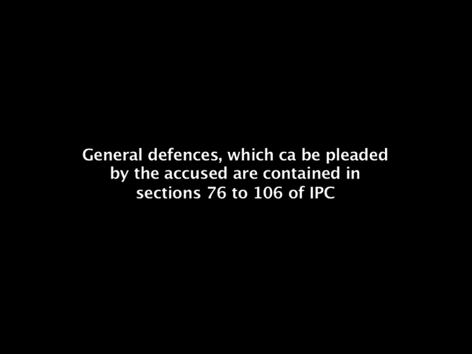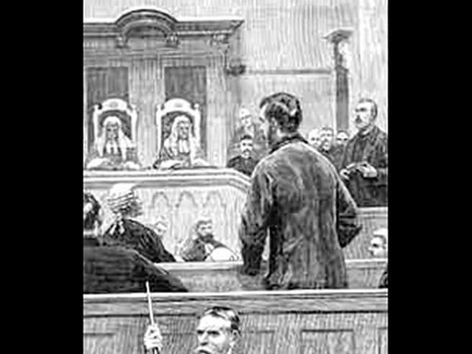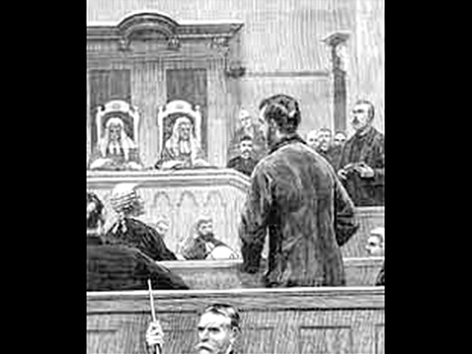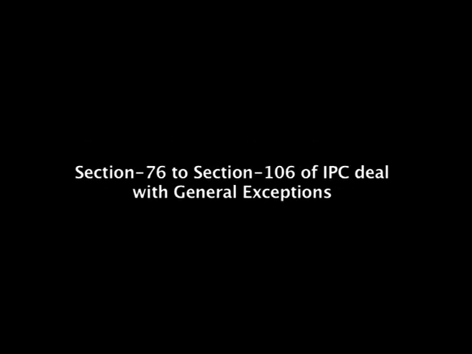General defences which can be pleaded by the accused are contained in Sections 76 to 106 of IPC. When a person is alleged to have committed an offence, he is tried in the criminal court. The court, before declaring him guilty of the offence, gives him an opportunity to get exemption from criminal liability. Such provisions available to the accused to get exemption from criminal liability are called general defences or general exceptions. Sections 76 to 106 of IPC deal with general exceptions.